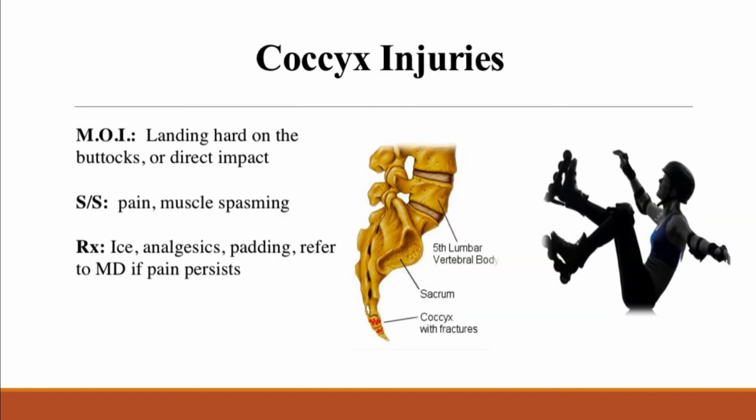Landing directly on the buttocks or receiving a direct blow can cause injury to the coccyx. Pain, spasming, and difficulty sitting are the common signs and symptoms. Refer the athlete to a physician if the pain persists beyond a few days or the athlete is having difficulty sitting or walking. X-rays and rectal examination and realignment may be necessary.